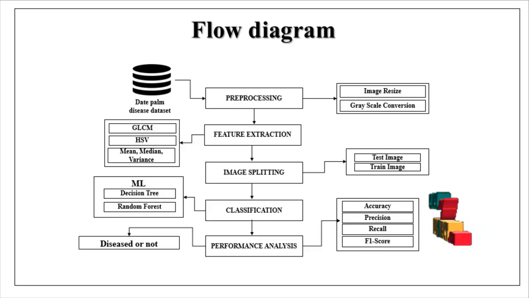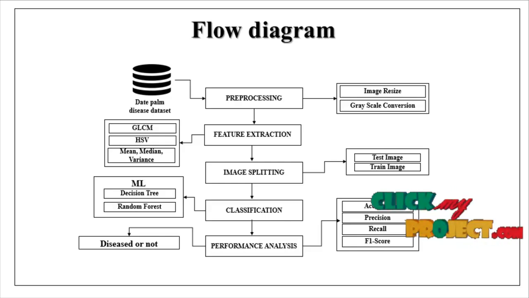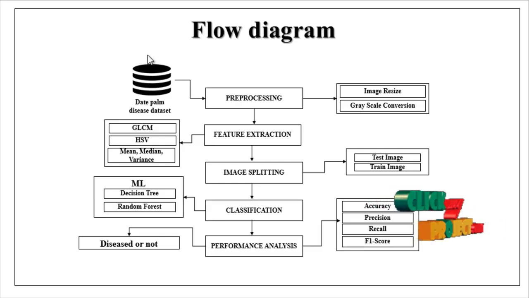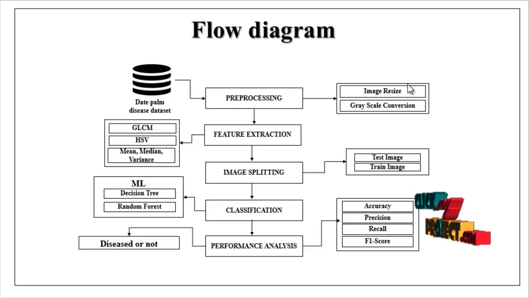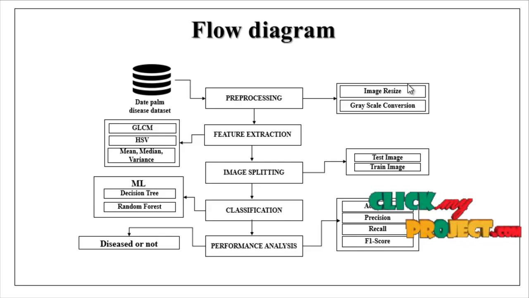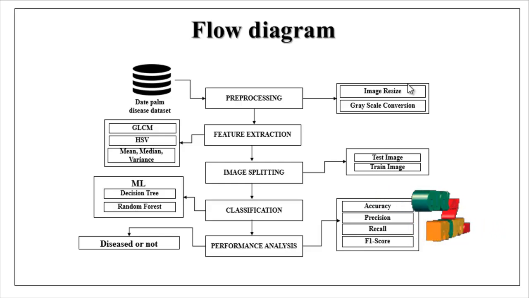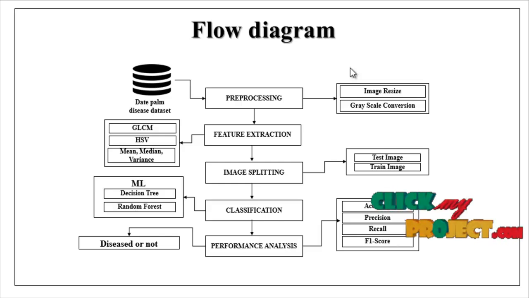Now we are going to discuss the flow of our project. First, we need to take a dataset, the date palm disease dataset. The collected data is carried to the pre-processing module. Here we can resize the original size. Resize means we give a fixed size for all images present in the dataset. The next step is grayscale conversion, where we convert RGB into grayscale format.